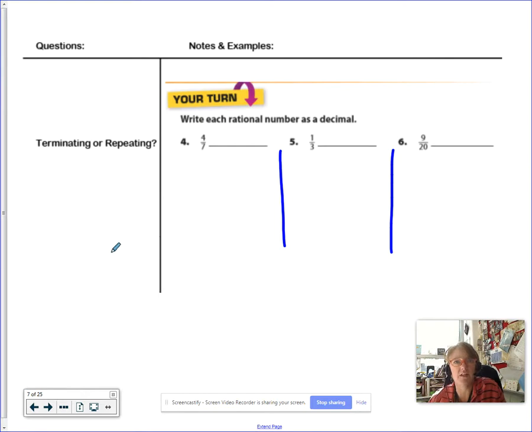I'm going to stop for today in your notes. This will be the part A video, and we'll continue on with these tomorrow. But I want you to start looking for a pattern to see, does this thing repeat? Does it terminate? Which way does it go?